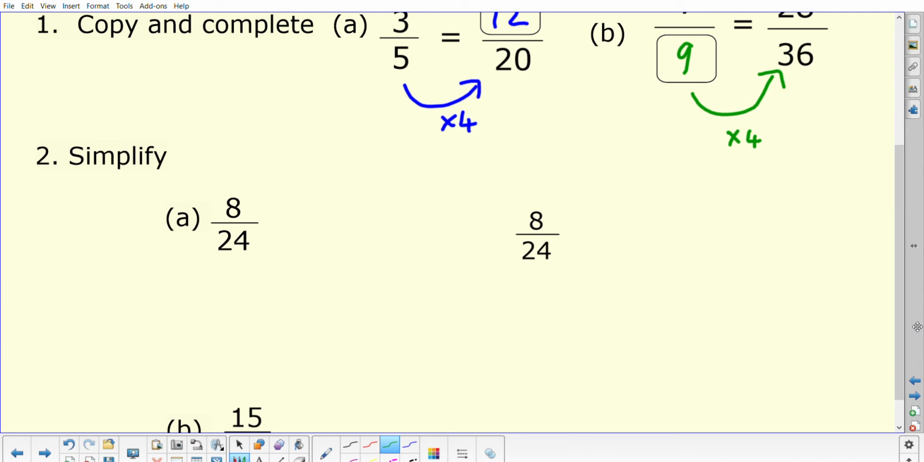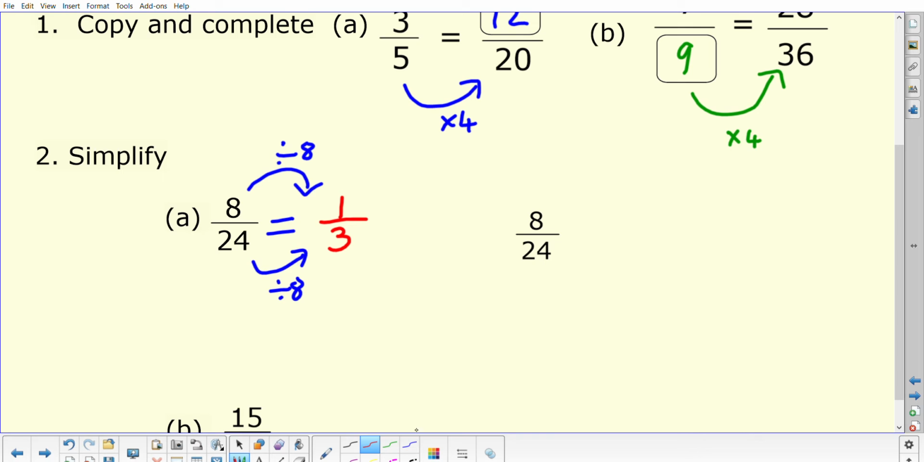You've also met how to simplify fractions, and when you are simplifying fractions, you're looking for what can I divide into the top and into the bottom. Now the most efficient way to do this is to try and pick the highest common factor, which here would be dividing by 8, top and bottom, and that would give you an answer of 1/3.